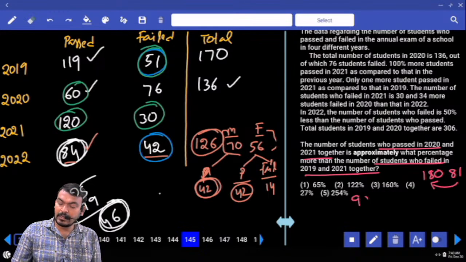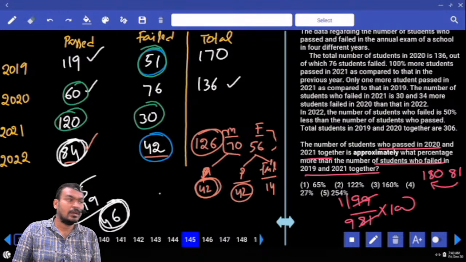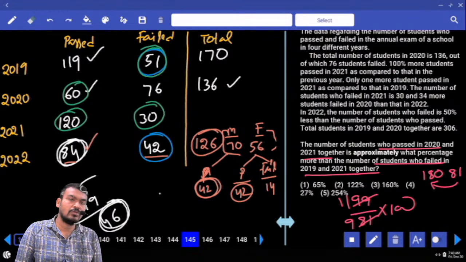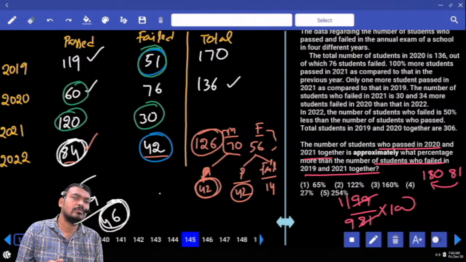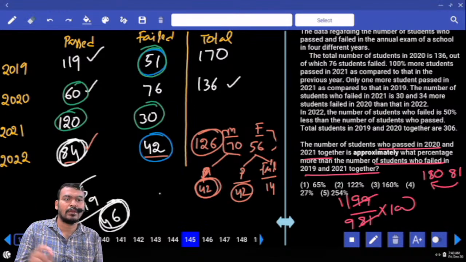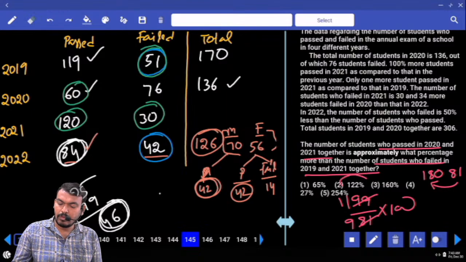How much value more? 99. 99 upon which one? 81 into 100, or 9 how many times? 11 times. 9 how many times? 9 times or not? 11 by 9 or not? 11 by 9 means we write 1 2 by 9 or not? 1 2 by 9. 1 means how much percent? 100%. 1 by 9 means 11 1 by 9% or not? 2 by 9 means 22 2 by 9% or not? Then answer will be 100 plus 22 2 by 9%. Then answer will be 122% or not?